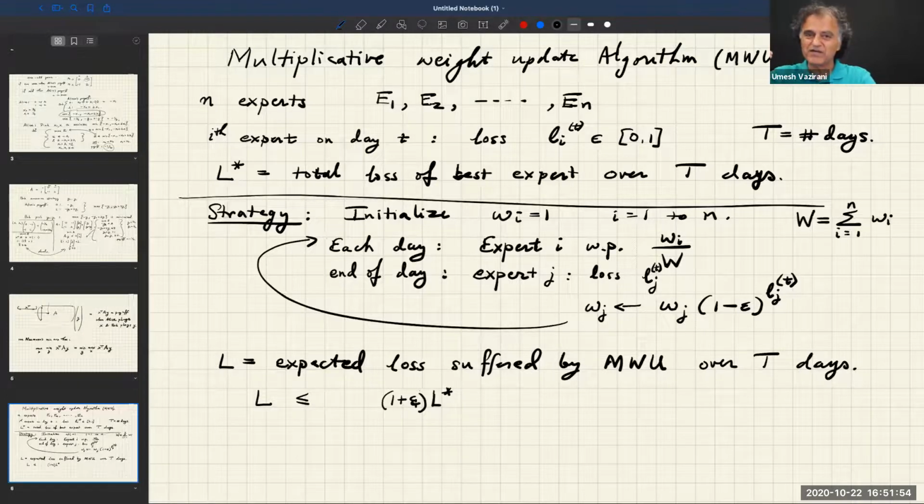Except that we have to pay a small upfront cost. And the upfront cost is log of n divided by epsilon. There are n experts, and so we pay a cost of log n, which is tiny compared to the number of experts, divided by epsilon. Is the epsilon the same epsilon from the update? That's the same epsilon. This epsilon is exactly the same as that epsilon.